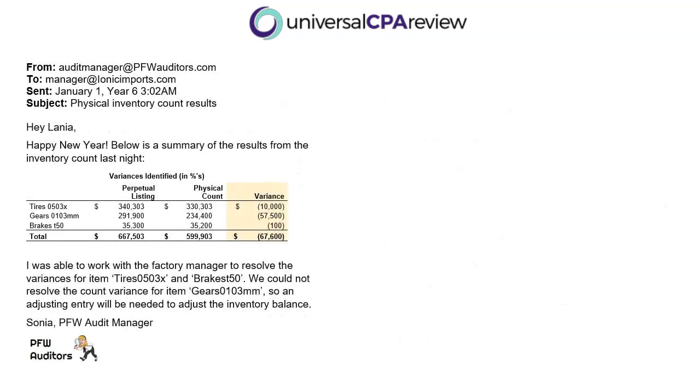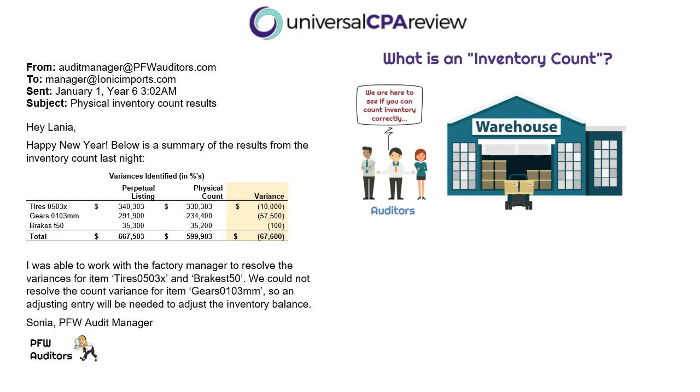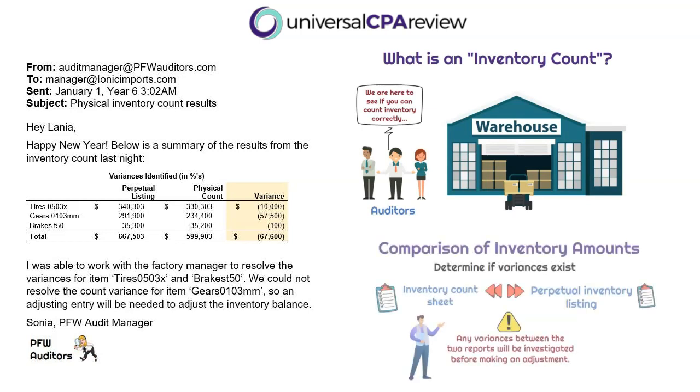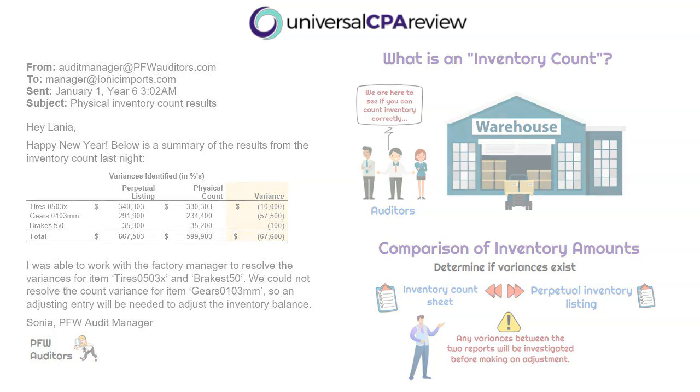And then the last exhibit relates to the physical inventory count, right? So at the end of the year, on the last day, the company will go into their warehouse, count their inventory, determine what the value of that inventory is, and compare it to the perpetual inventory listing. And then any adjustments might need to be made to the inventory balance, right? So we'll get to that exhibit when we need it as well.